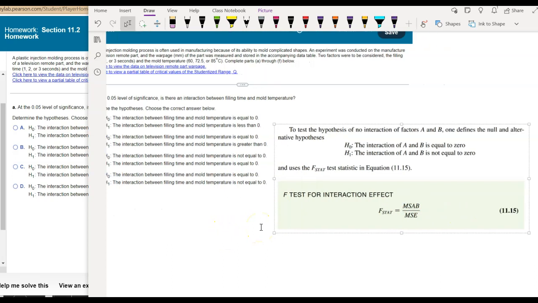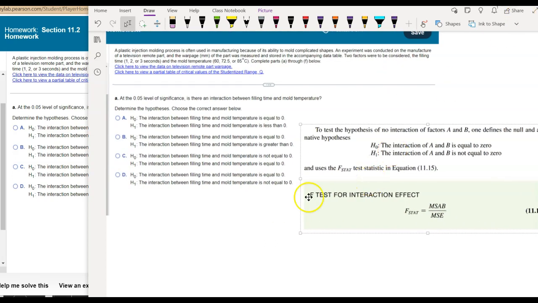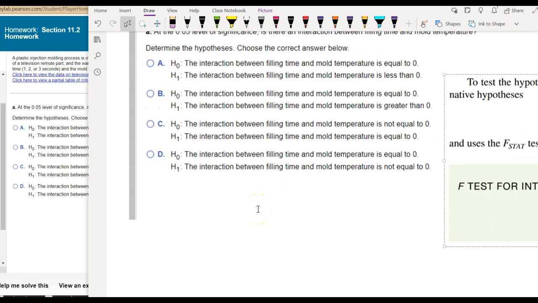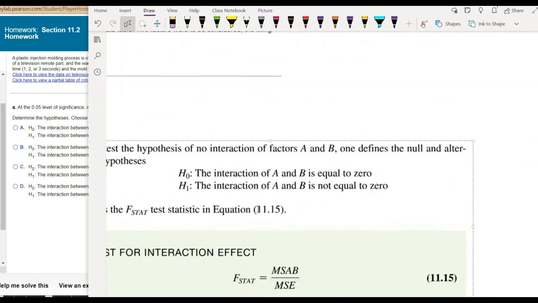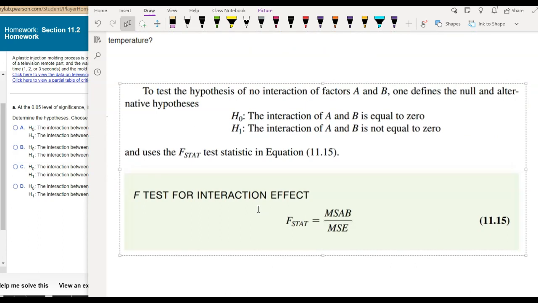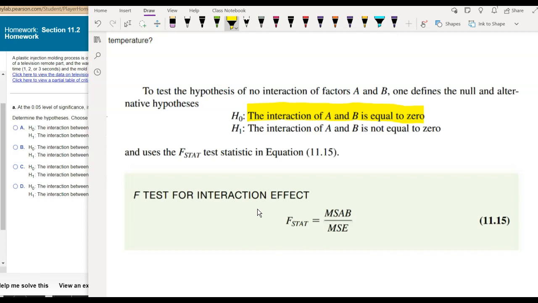So let's answer the first question, which is not really difficult. The first question is asking about the interaction. And this is a statement from your book, so it's always the same. The hypothesis for the interaction between A and B is always H0: the interaction is equal to 0. And H1 will be the negation of that: the interaction is not equal to 0, or different than 0.